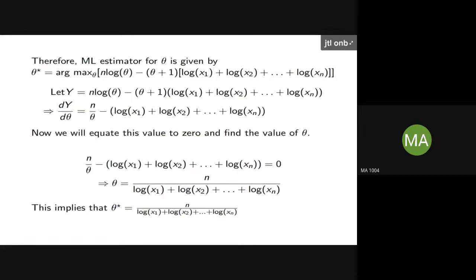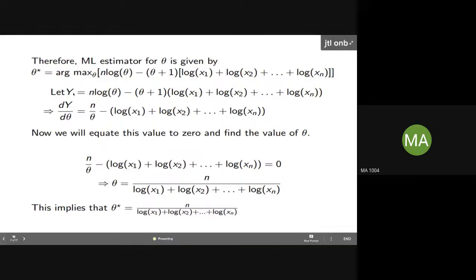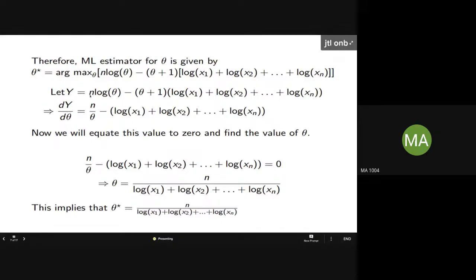Using this, we are going to differentiate in order to get theta star, the maximum likelihood estimator, the best estimator for theta. Let y be this particular expression that we got in the previous slide. What we have to do is take dy by d theta and equate it to 0. So I have to differentiate this whole expression with respect to theta. Now I can differentiate part-wise.